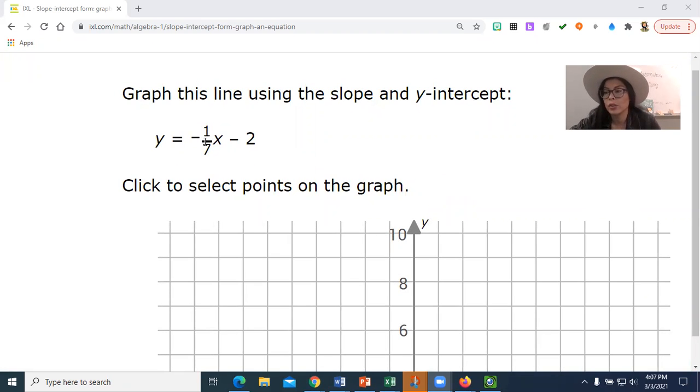What I encourage you to do, and what I want you to do, is to take some notes, please. So get some paper. Make sure you have paper to take your notes on. So here's how we graph a line.